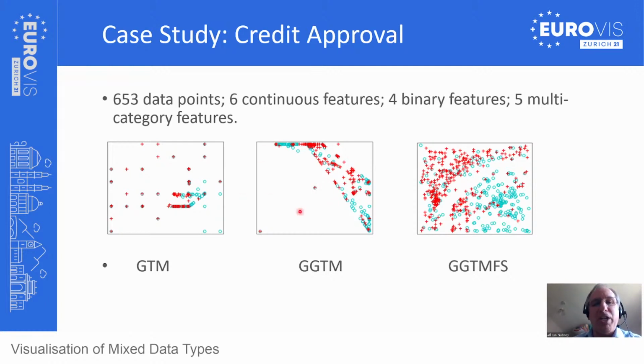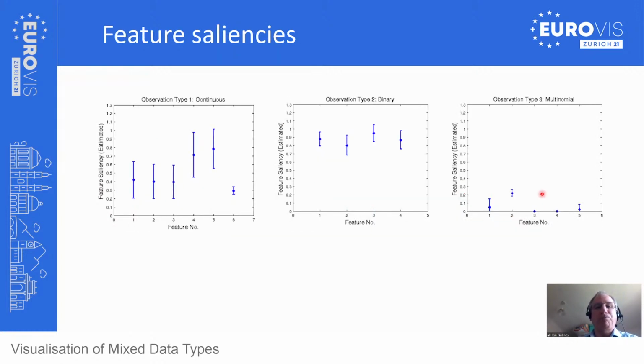The generalized GTM gives us more information. And when we apply feature selection as well, where we try to select only the important features in this model, we get quite a rich representation of that data, which tells us a lot more about the relationship between the good and the bad credit risks in that space that we've managed to achieve through this approach of taking variables as they say they are, taking them at their real type, and then modeling them with appropriate probability distributions. And here is a picture of the feature saliencies that we get out.